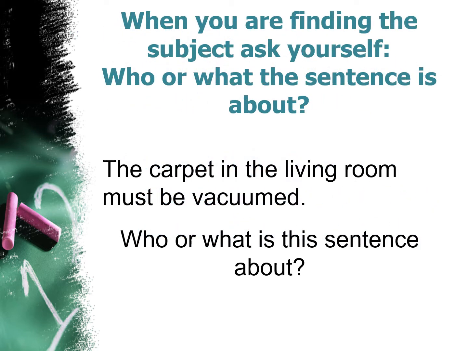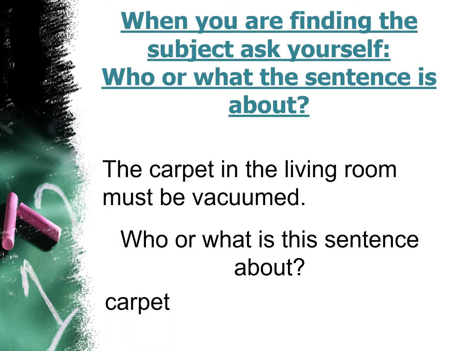When you are finding the subject, ask yourself who or what the sentence is about. For example, the carpet in the living room must be vacuumed. Who or what is this sentence about? In this instance, it's about the carpet. The verb vacuumed is pointing towards the carpet. Remember, a verb is a doing word. Therefore, carpet is the subject of the sentence.